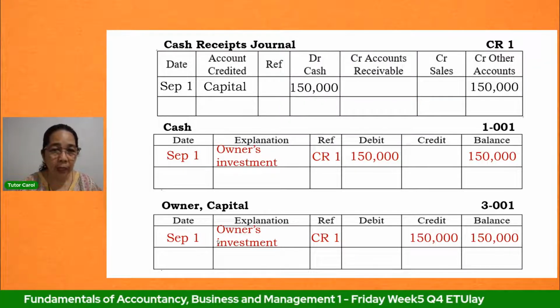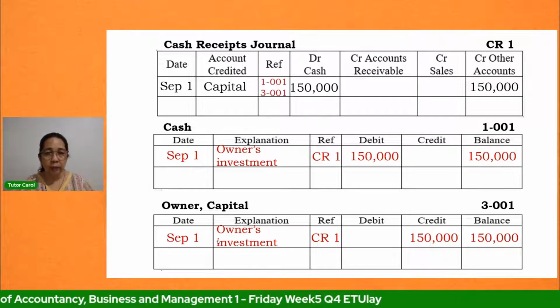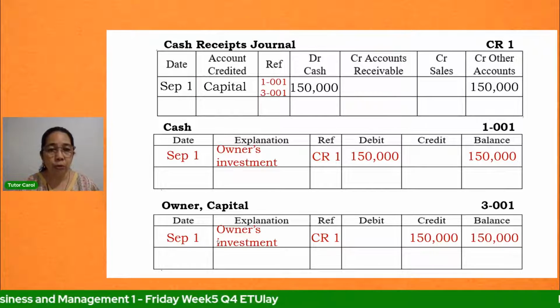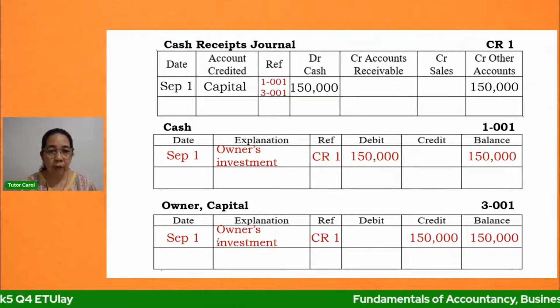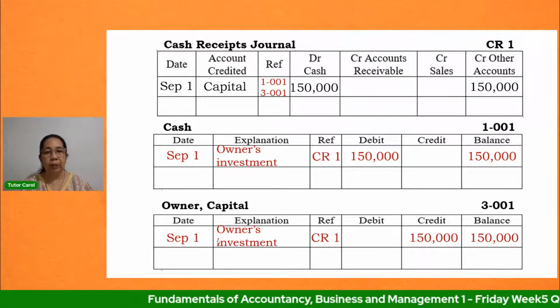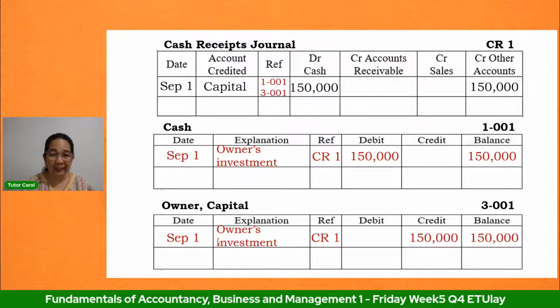Then, of course, going back to the cash receipt journal, fill in its reference now, which is 1-001 for cash and 3-001 for owner capital. Easy, right?